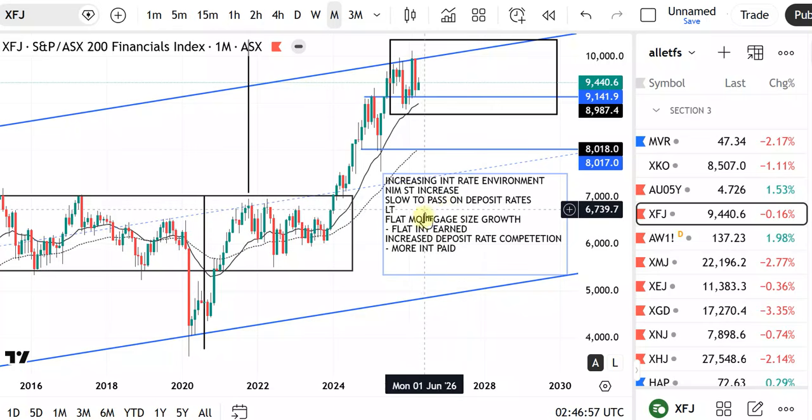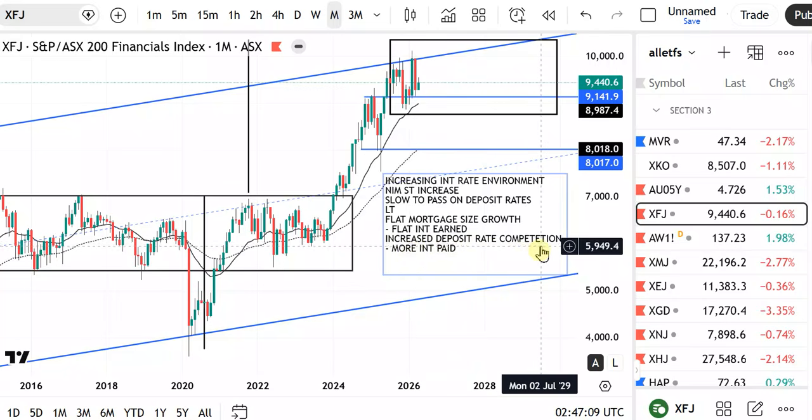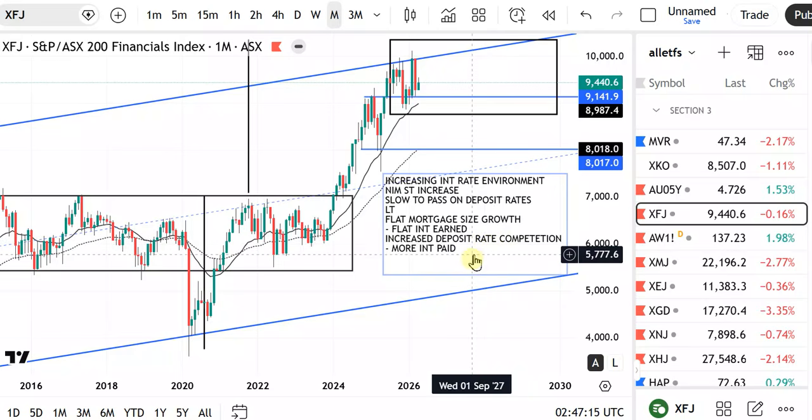So he reckons that's at peak excitement, this whole thing here. So we're looking at flat interest earned, but then we're looking at increased deposit rate competition. So banks are going to fight over, come to me for 5.5 or 6 or 7 for 1 year. So they're going to be paying out more interest. So that's going to squeeze their margins.